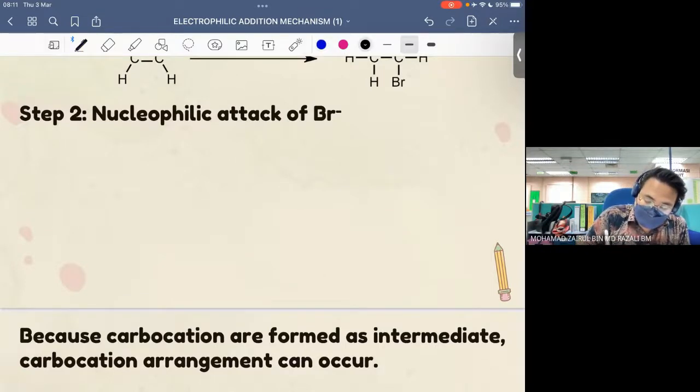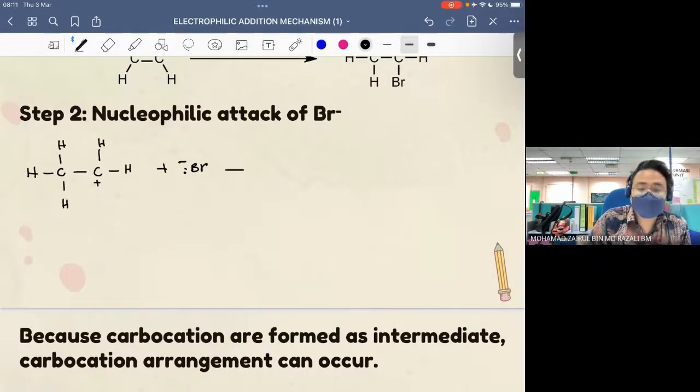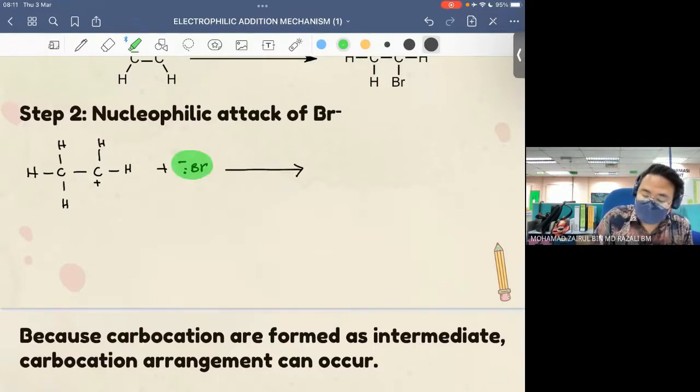So, kalau saya ada carbocation, okay, this is my carbocation. So, di sini ada bromine. Okay, bromine tu sebab dia Br minus. So sekarang ni awak tengok. Kita akan buat nucleophilic attack of bromine. So, dia akan berlaku between the halide and also the carbocation.